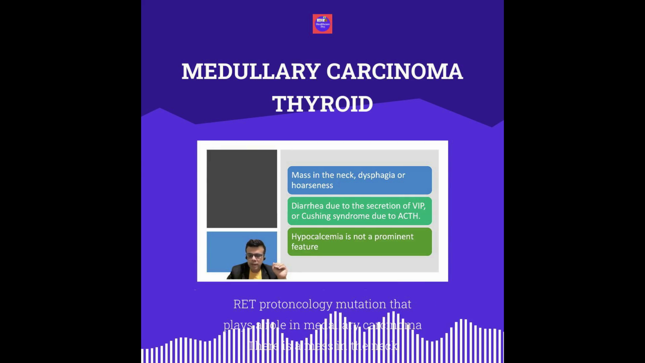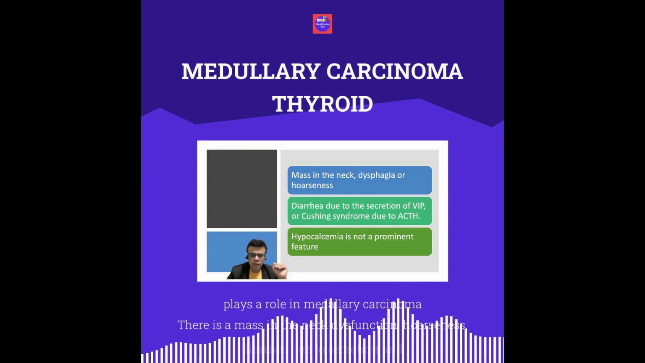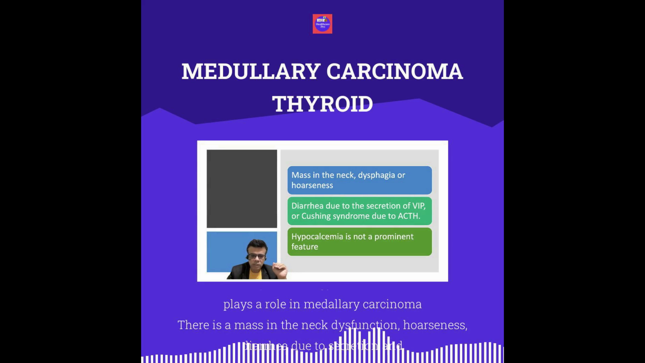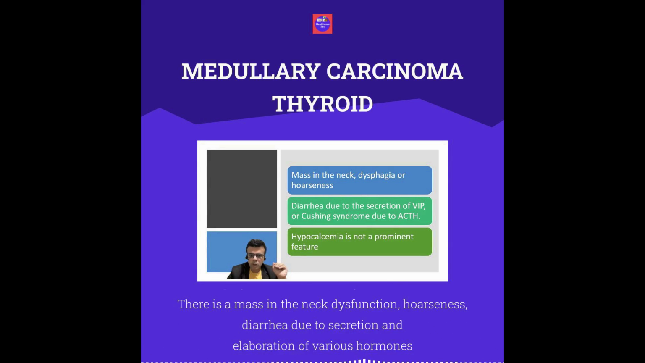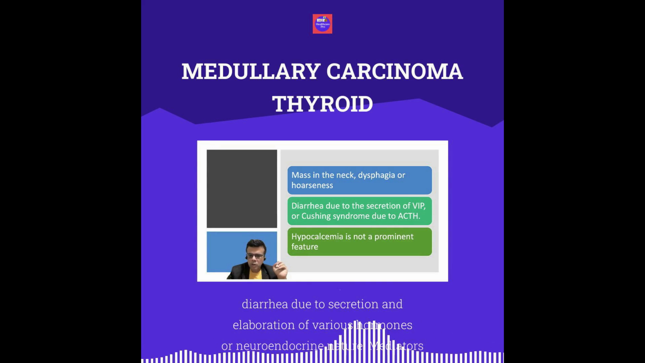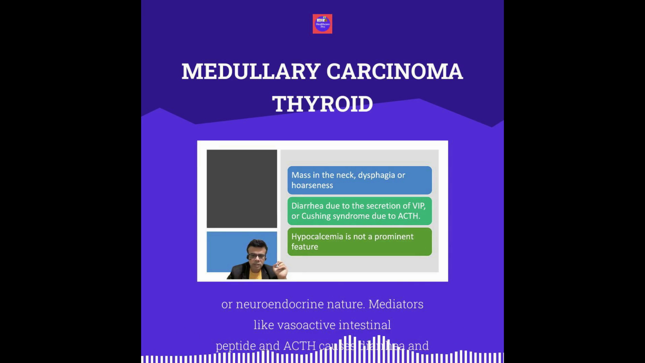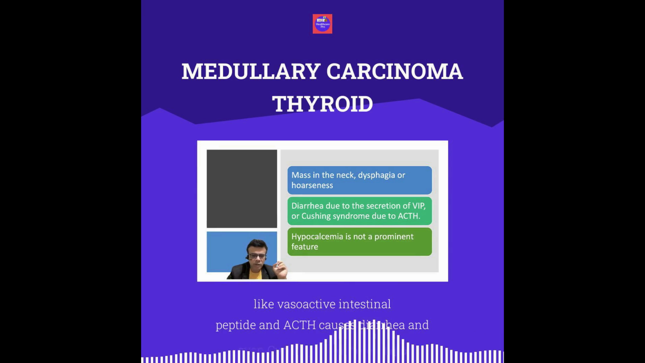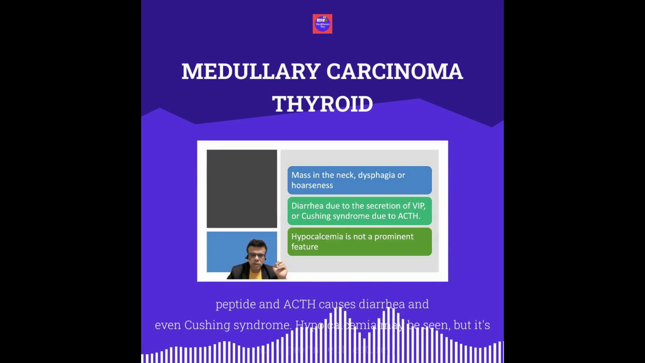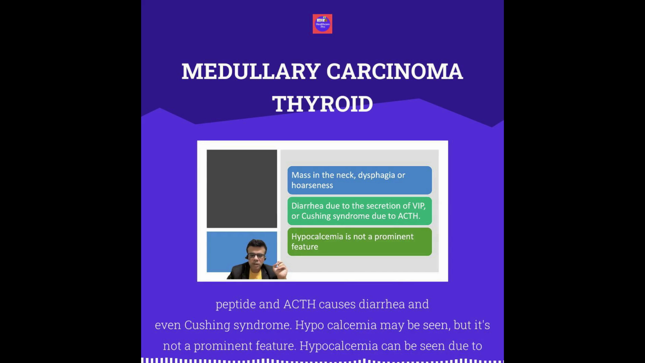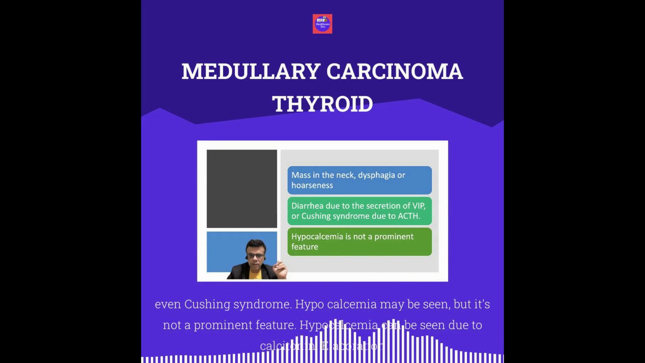There is a mass in the neck, dysphagia, hoarseness, and diarrhea due to secretion and elaboration of various hormones or neurohumoral mediators like vasoactive intestinal peptide and ACTH. They cause diarrhea and even Cushing syndrome. Hypocalcemia may be seen, but it's not a prominent feature. Hypocalcemia can be seen due to calcitonin elaboration.